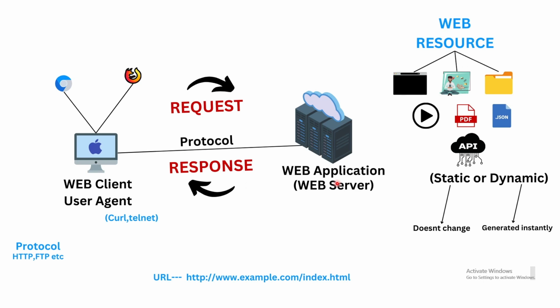So let's understand what a web resource is. A web resource is basically something you can find and interact with on the web. Let me give a few examples here: web pages, images, files, videos, PDFs, JSONs, APIs, etc. are examples of web resources. So a web client can access those documents through a web server.